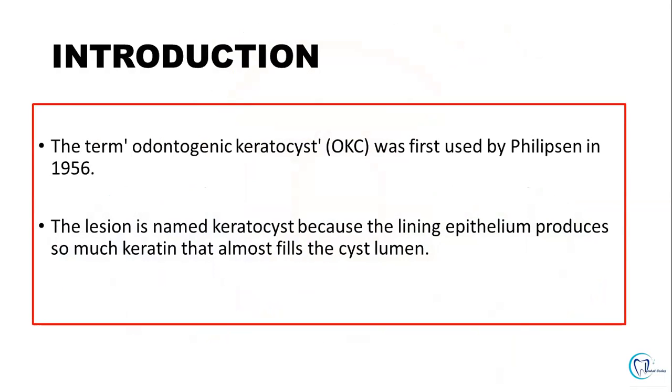Odontogenic keratocyst is known as odontogenic keratocyst because of its origin from the odontogenic apparatus or from the tooth forming apparatus, that is from the cell rest of Serres or the remnants of dental lamina, and keratocyst because this cyst is filled with the keratin flakes. There is keratin in the cystic lumen. So odontogenic keratocyst is named from the origin and also from the presence of the keratin in the cystic lumen.